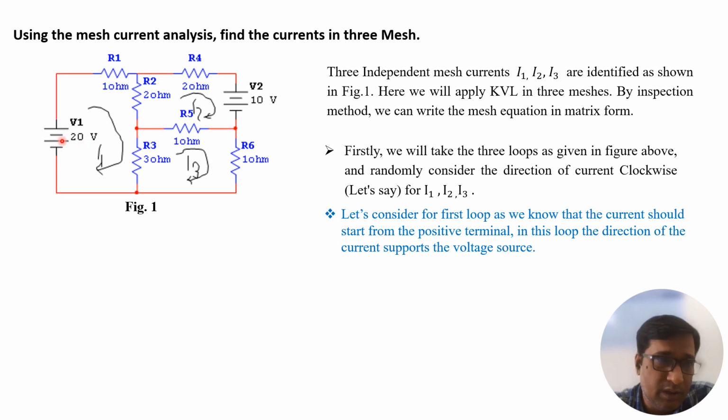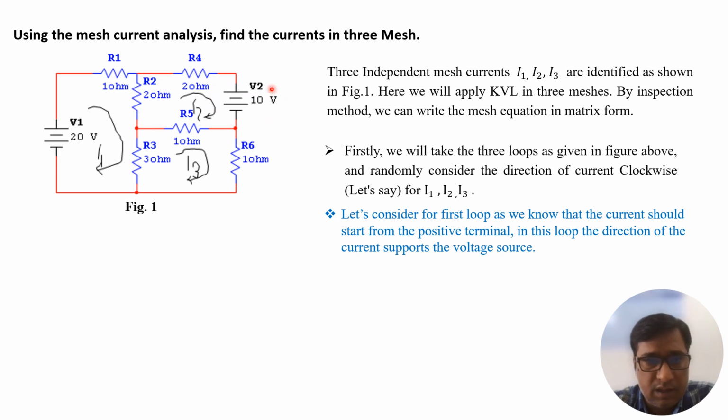Like for the 20 volt source we have considered the clockwise direction, the current will leave from the positive terminal, so that is a positive source. While in case of mesh number 2, I have taken the current in the clockwise direction. Here current enters the positive terminal, so that's why this is negative, because as per assumption the current will leave from the positive terminal and enter the negative side. That's why this 10 volt will be taken as negative.